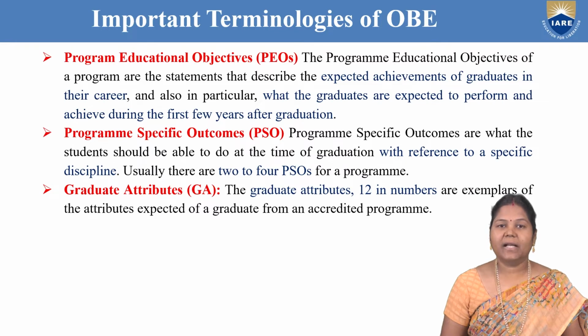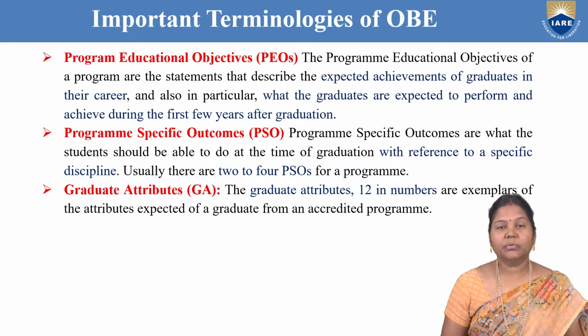Next is called graduate attributes. The graduate attributes are 12 in number and these are specified by the NBA. These are the examples of the attributes expected from a graduate when they are completing a course or a program in a particular discipline, and these expected graduates are in line with the accredited program.